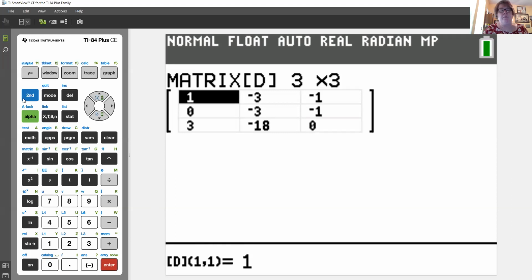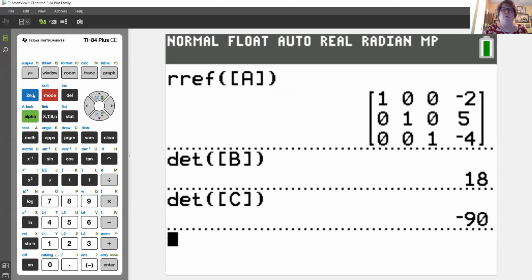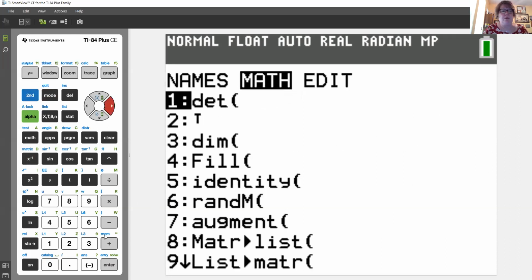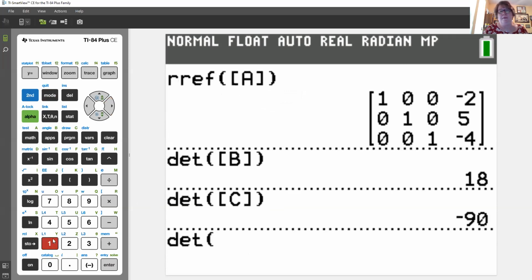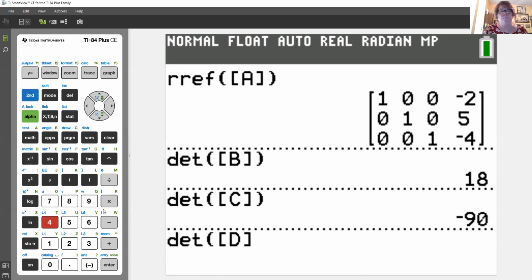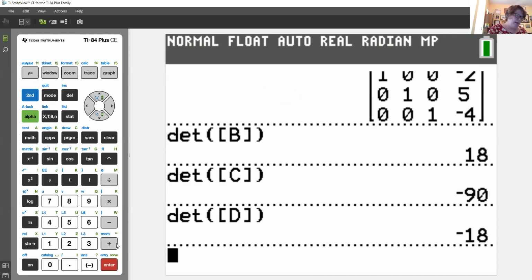Okay, I'm going to exit out of my matrix menu, go back in. I'm going to go to my math menu, number 1, and I'm going to find the determinant of that matrix D. So I go back into my matrix menu, choose D, and I get -18. So I'm going to write that down.